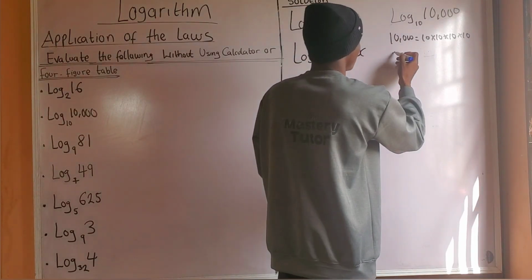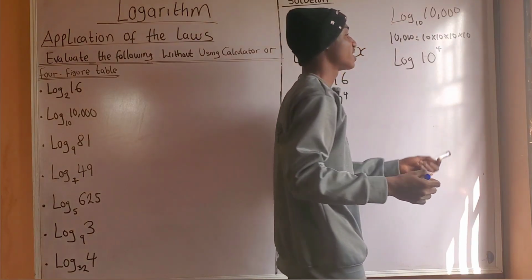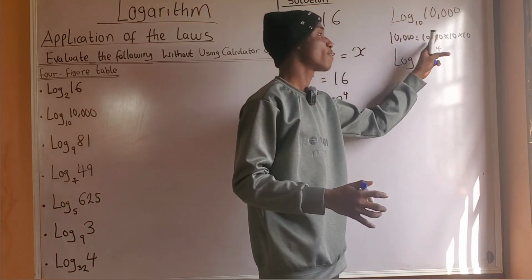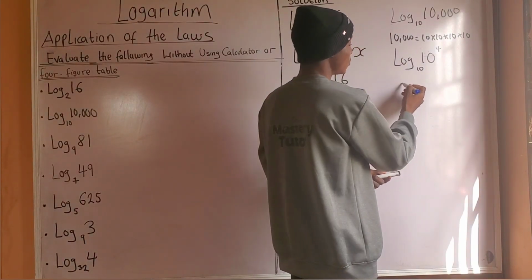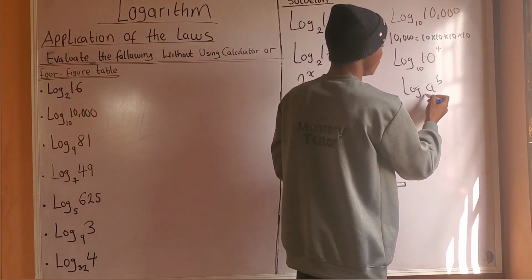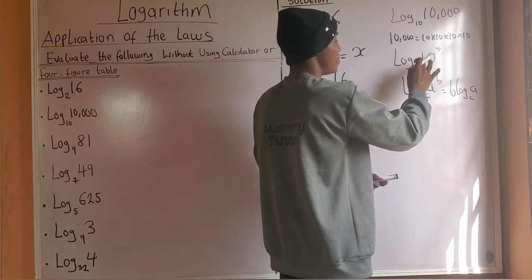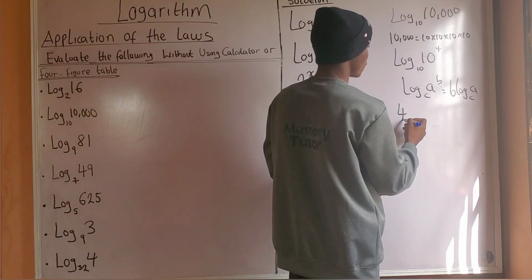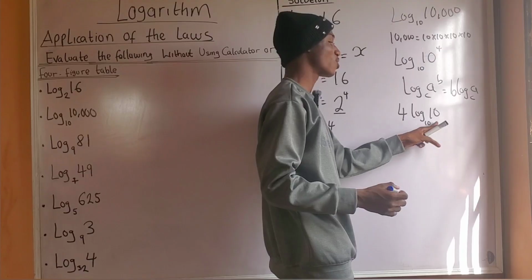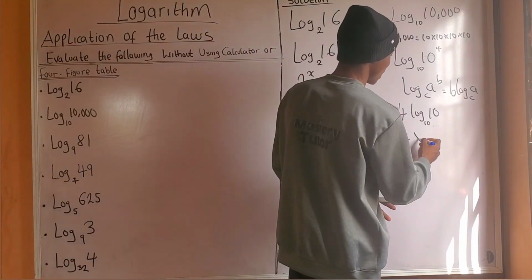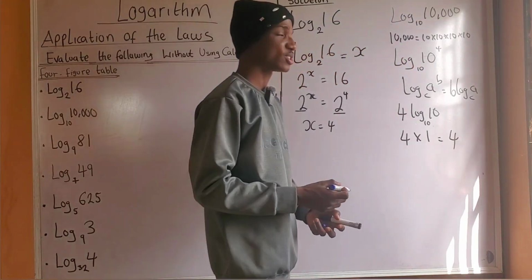So instead of 10,000, I'm going to have log 10 raised to the power of 4, because it is four 10s that I multiply together to give me 10,000. So I'm going to have log 10 raised to the power of 4 base 10. Now, according to this law, if you have log a raised to the power of b base c, this will be equal to b multiplied by log a base c. So log 10 to the power of 4 base 10 will be equal to 4 multiplied by log 10 base 10. And because this base is equal to the number, log 10 base 10 is 1. So I'm going to have 4 times 1, which is 4, the answer to the second question.